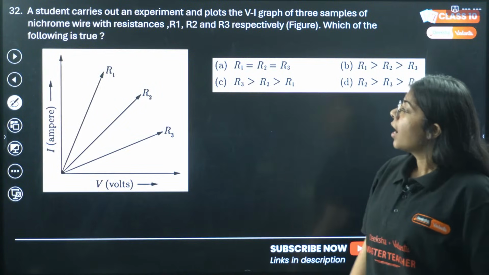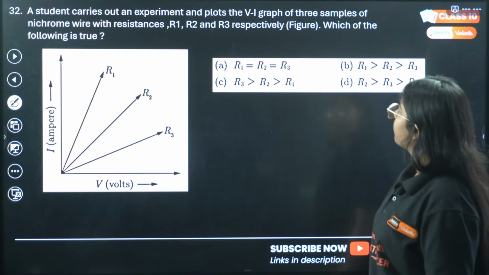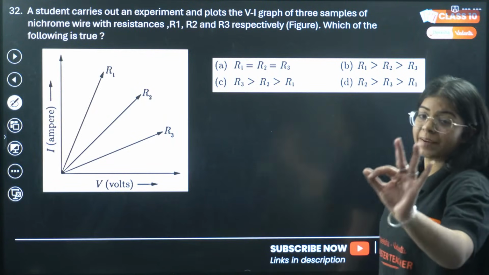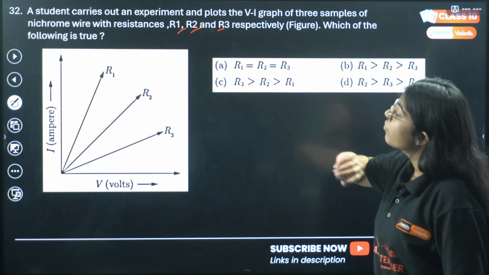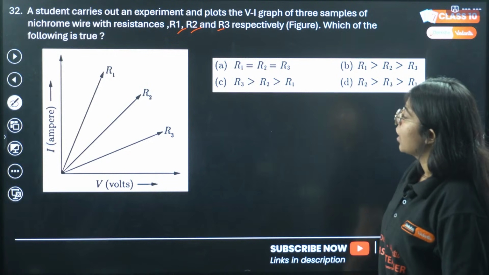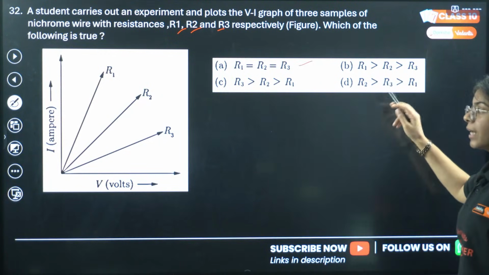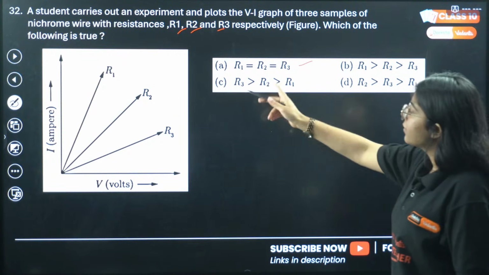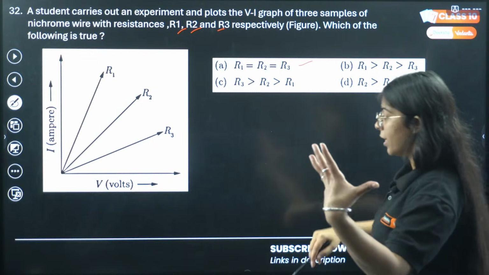32nd question. A student carries out an experiment and plots the VI graph of 3 samples of nichrome wire with the resistance R1, R2 and R3. Which of the following is true? Are these all resistances same? Is R1 more than R2 more than R3? Or R3 more than R2 more than R1? Or R2 more than R1, R3 more than R1?